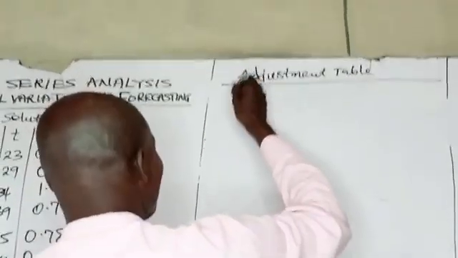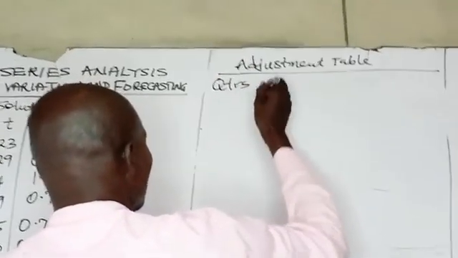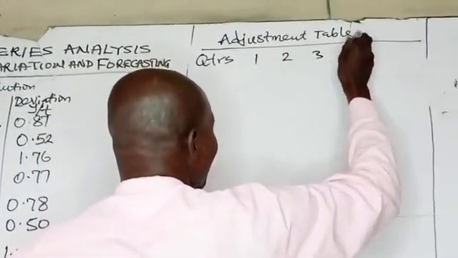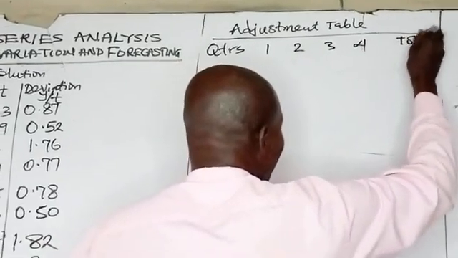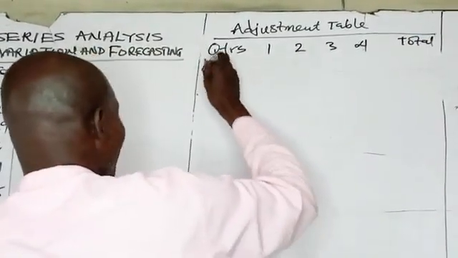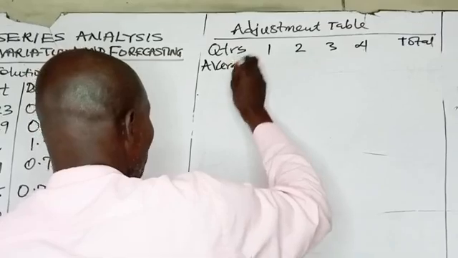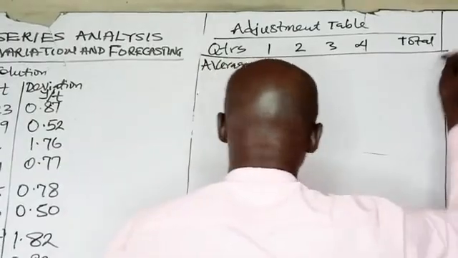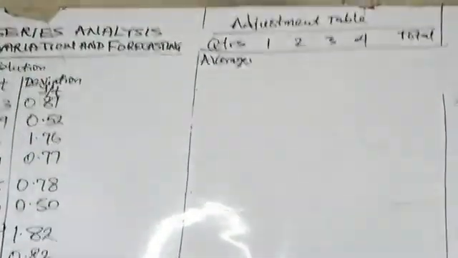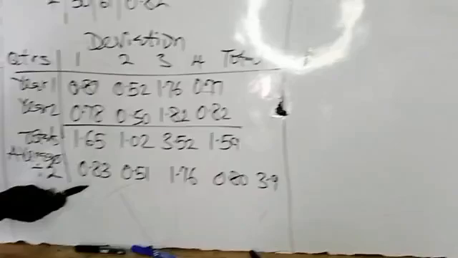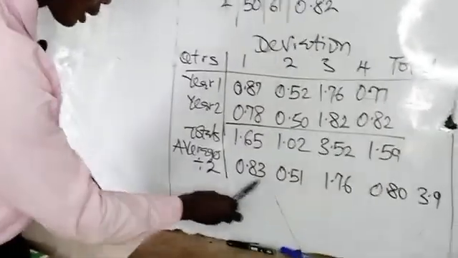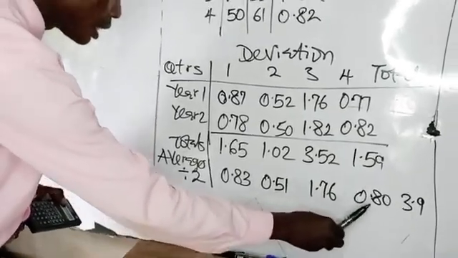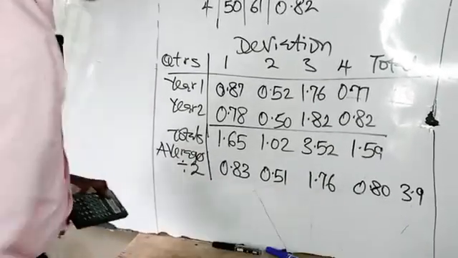You have quarters 1, 2, 3, 4, and total. The averages were given. That was calculated. The averages we have are 0.83, 0.51, 1.76, 0.80, and the total is 3.9.